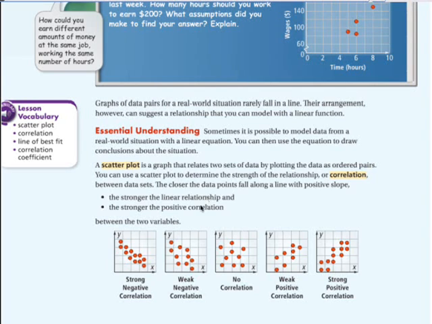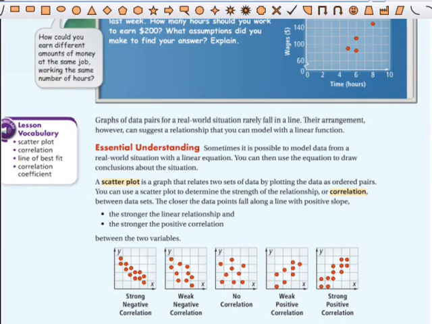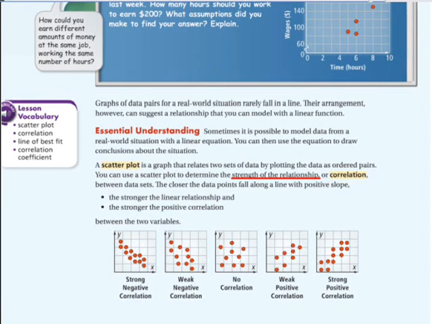Okay. So let's take a look here. A scatter plot is a graph that just relates two sets of data. We do these all the time. It's just a bunch of points on an XY coordinate, typically in the first quadrant. We can use a scatter plot to determine the strength of the relationship. That's what correlation means. Correlation is the strength of the relationship. Correlation, strength of the relationship. All right. I would write that down.